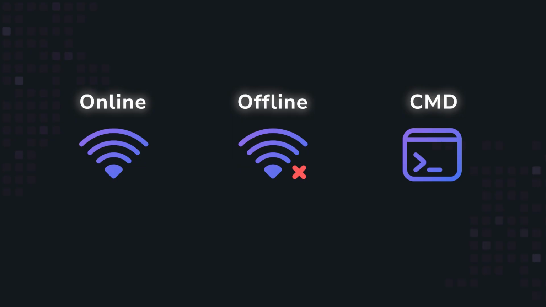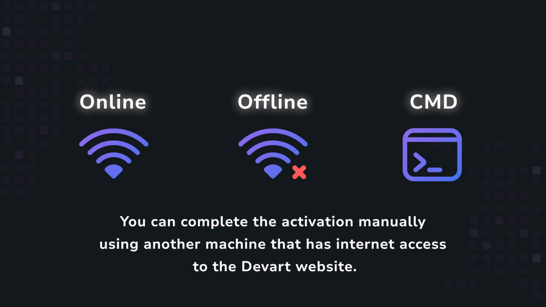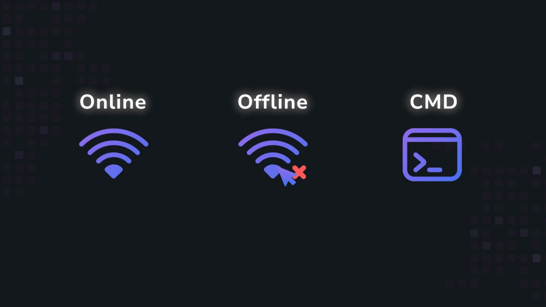If the machine where you need to activate a dbForge product cannot connect to the internet due to security restrictions or firewall rules, you can complete the activation manually using another machine that has internet access to the Devart website. Let's see how it's done.